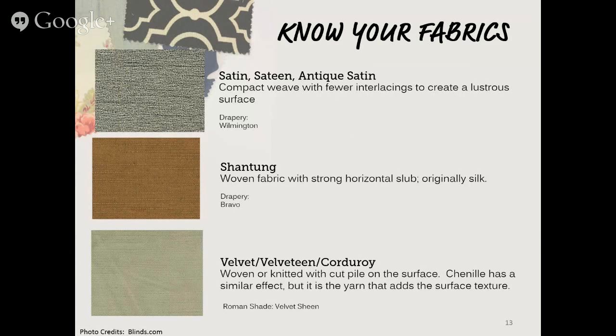Next is velvet, velveteen, and corduroy. These are woven or knitted and have a cut pile surface. Chenille is another type of material that has a similar look, but the surface texture is created in the yarn before the fabric is woven. But all of these fabrics have a lot of loft, and they're great insulators.